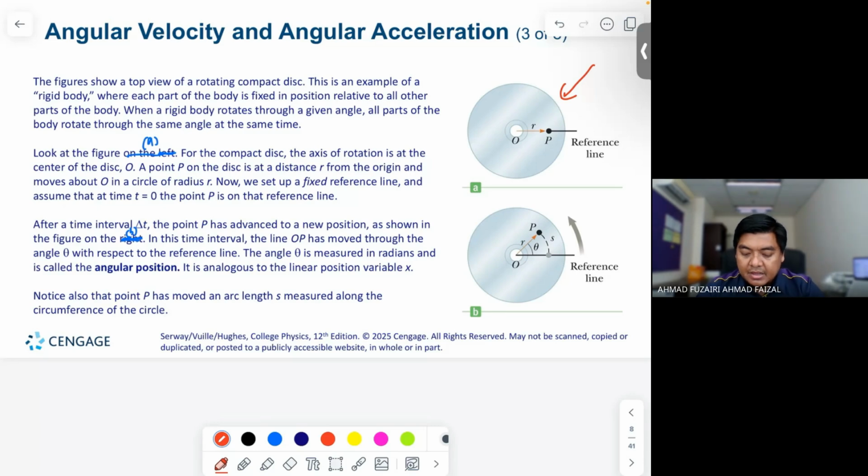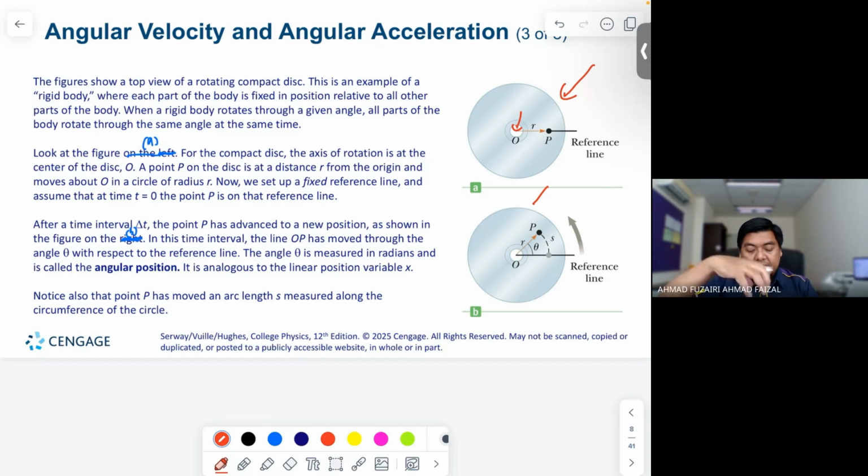Okay, figure especially for the compact disc. That means here in this figure, the axis of rotation is at the center of the disc. A point P on the disc is at a distance r from the origin O and moves about O in a circle of radius r. Now we set up a fixed reference line and assume that at time t equals 0, this is the reference line where it all started.